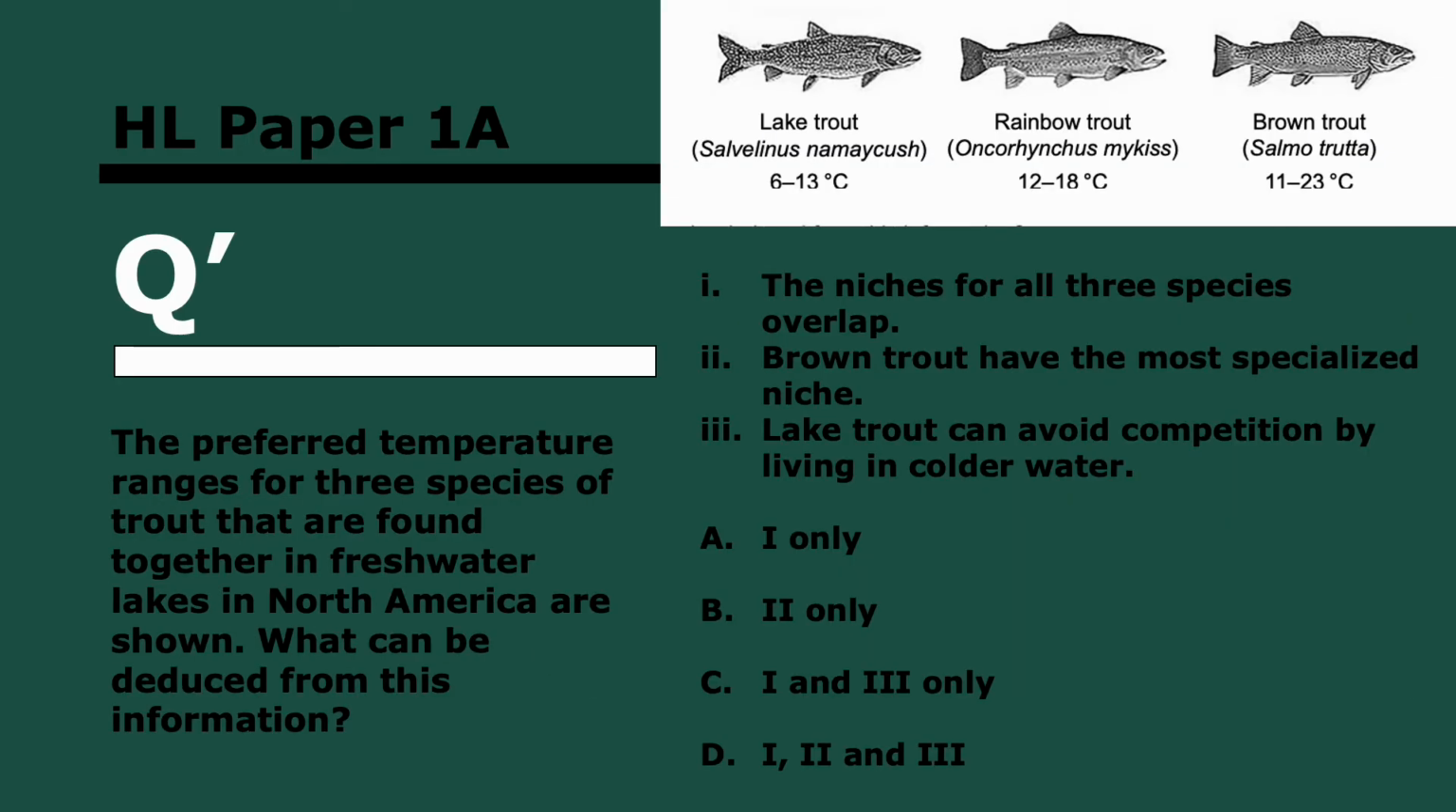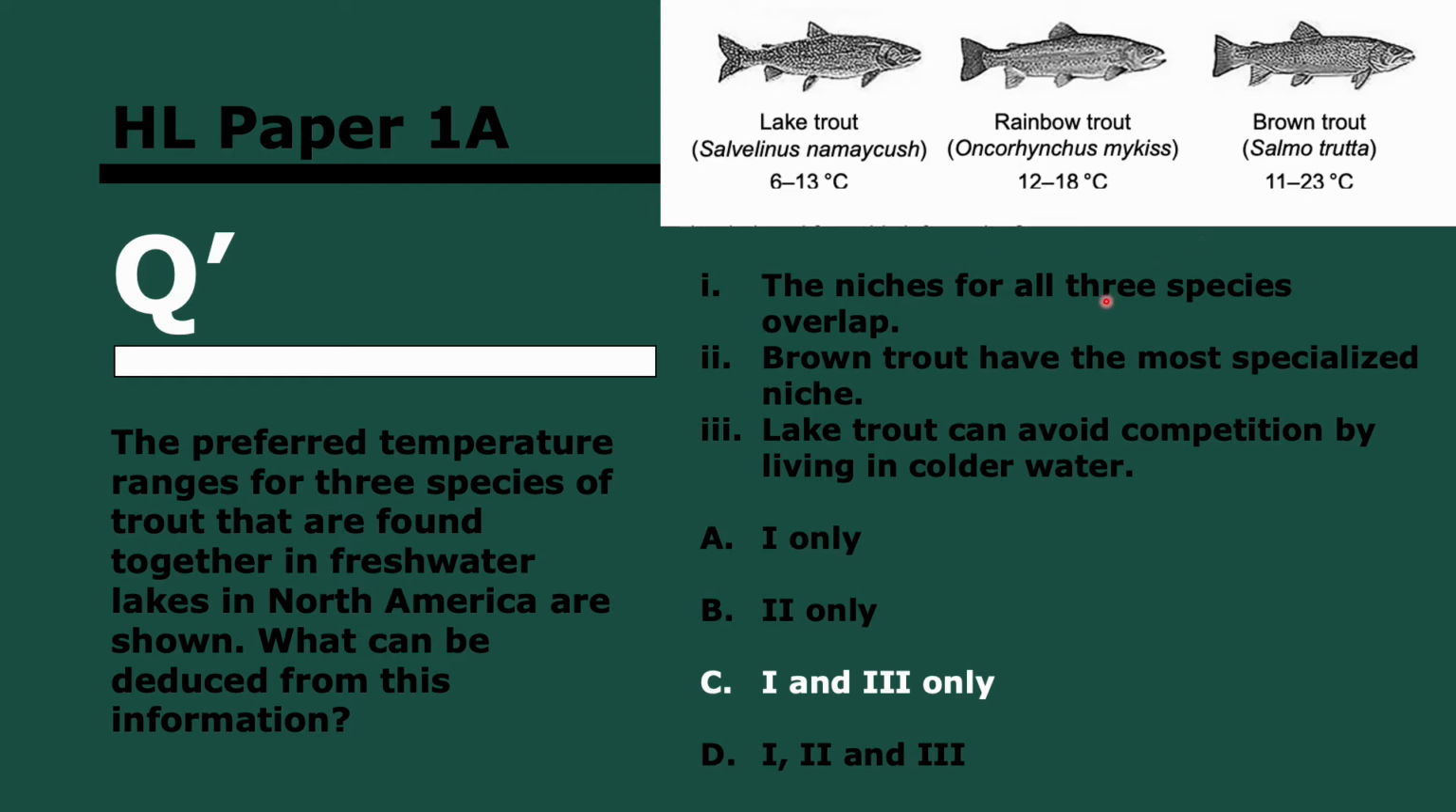Next question, again from SL. So the preferred temperature ranges for 3 species of trout that are found together in freshwater lakes in North America are shown. What can be deduced from this information? 1 and 3. Why? Okay, so it's clear that 1 is correct, right? The niches all overlap. I mean, you can see that the temperature ranges overlap in all of them.